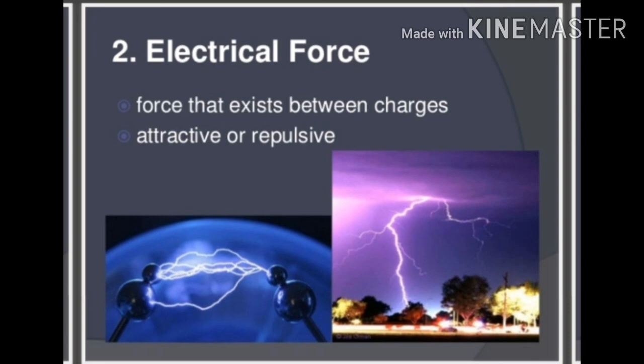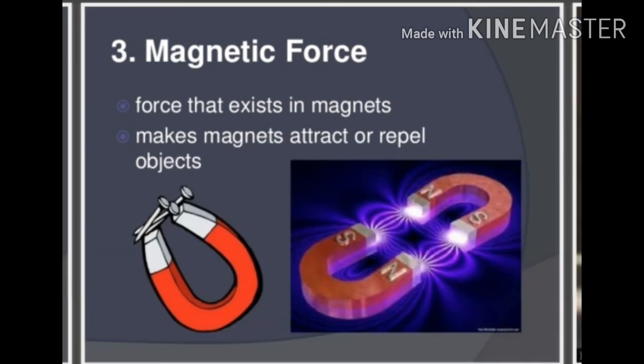Electrical force. The force that exists between charges, attractive or repulsive, is called electrical force, and it is also called electrostatic force, and it is also a non-contact force. Magnetic force. The force that exists in magnets makes a magnet attract or repel objects. Such force is magnetic force, and magnetic force is also a non-contact force because a magnet attracts magnetic substances from a distance.